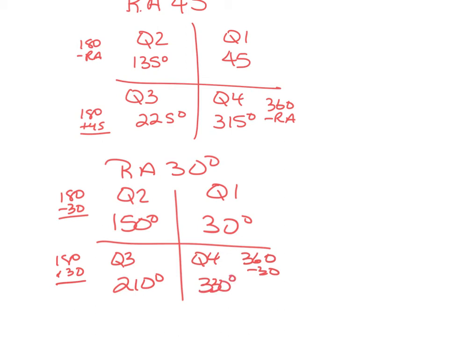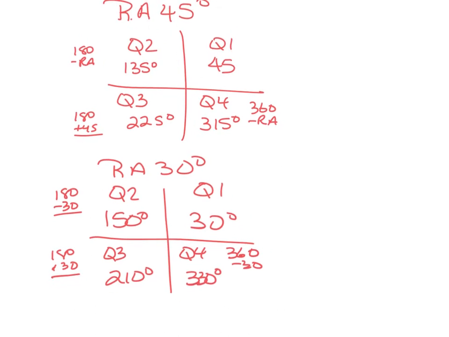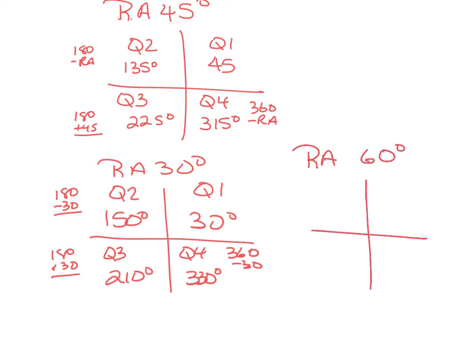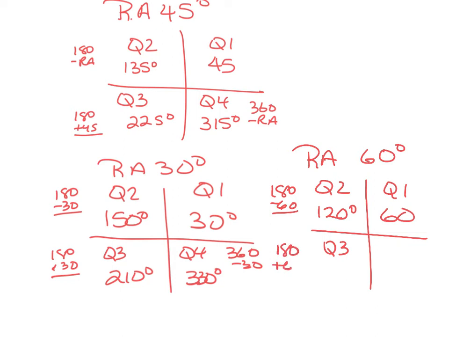I'm going to do the same thing for the 60. So if my reference angle is the 60-degree angle, 60 goes here. Quadrant 2, 180 minus 60, so it's 120. Quadrant 3, 180 plus 60, it's 240.